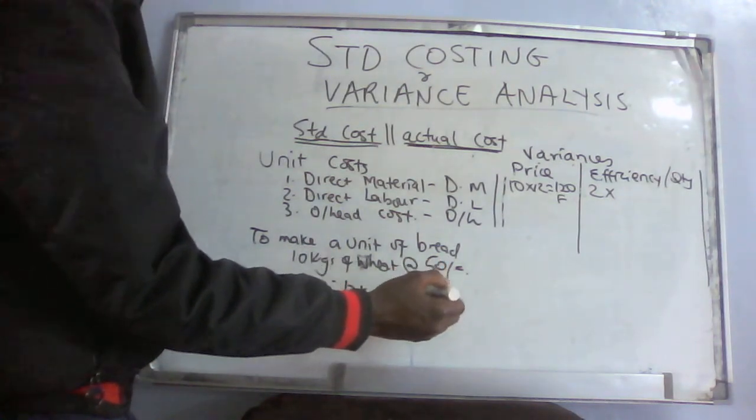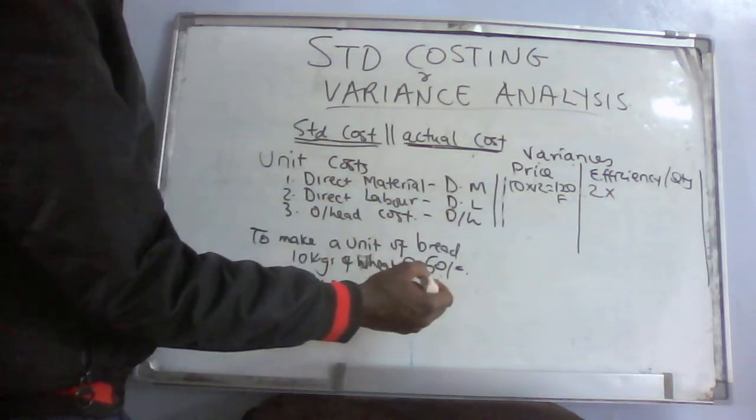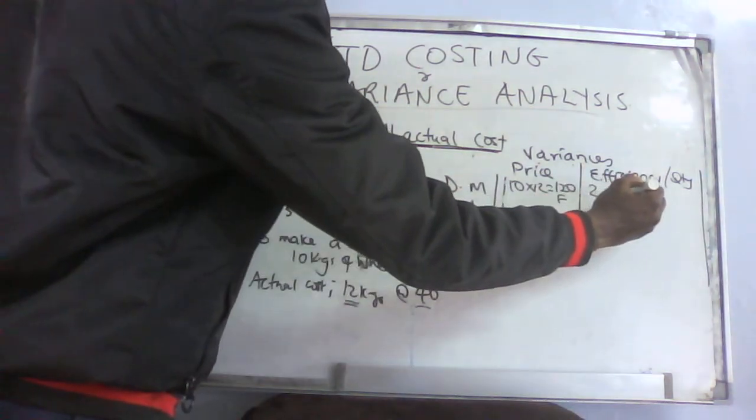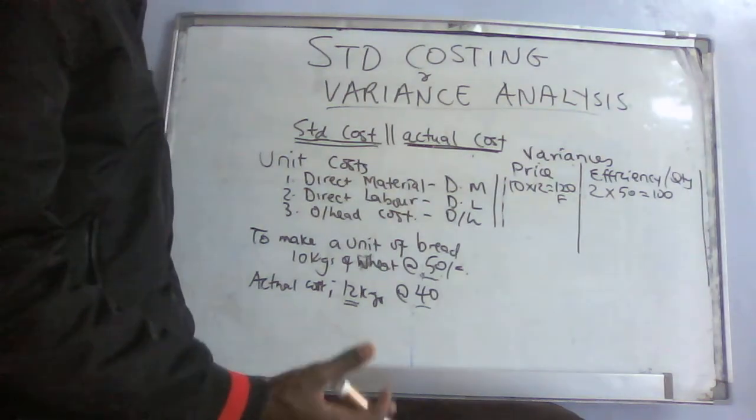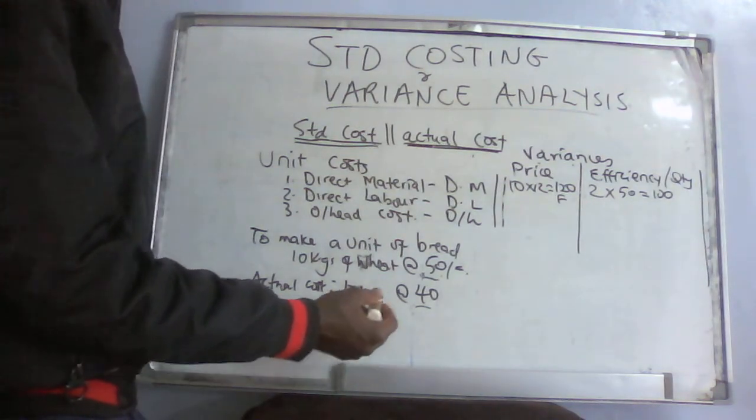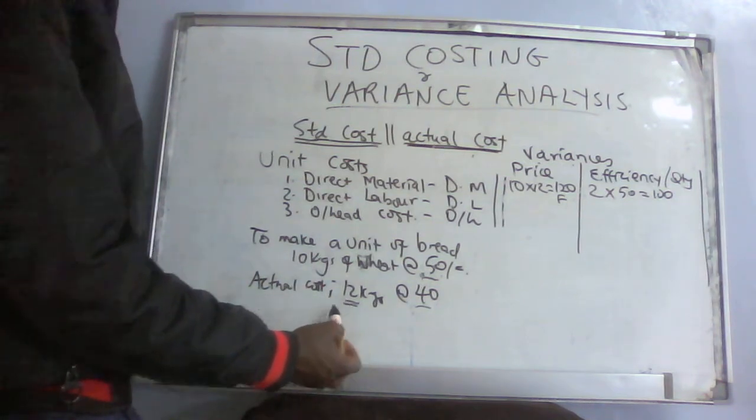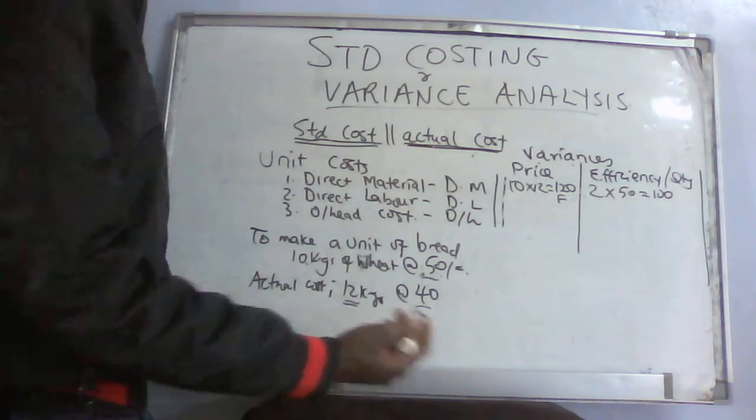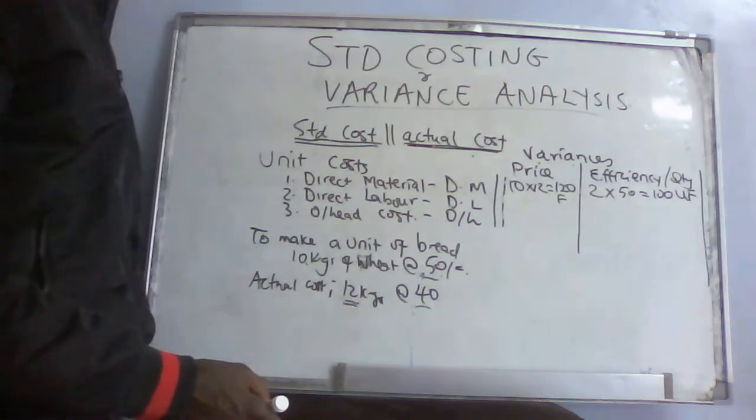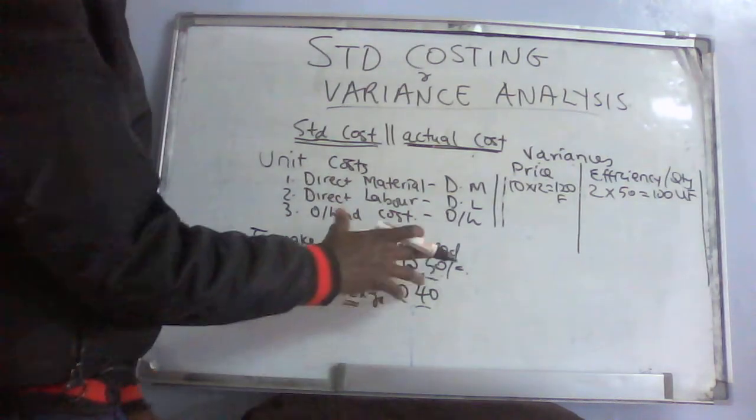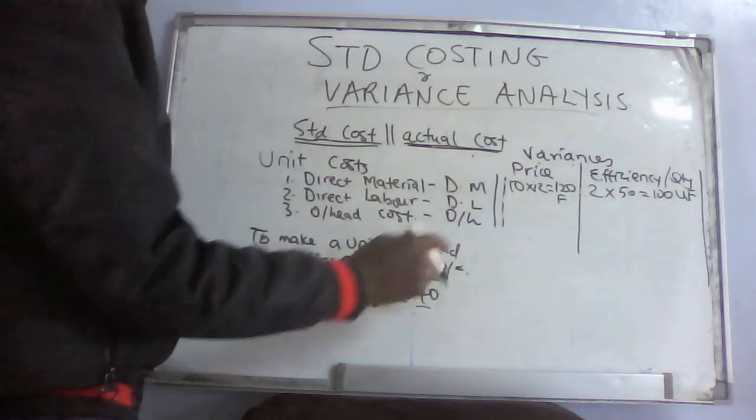The standard price is 50, so it will come to 100. Then we need to know whether it is favorable or unfavorable. The quantity that we thought we would use was 10, and the quantity that we have used is 12. So we have used more than we wanted. This is clearly unfavorable, so we write UF, meaning unfavorable. This is an example of direct material variances, which are the price and efficiency variances.